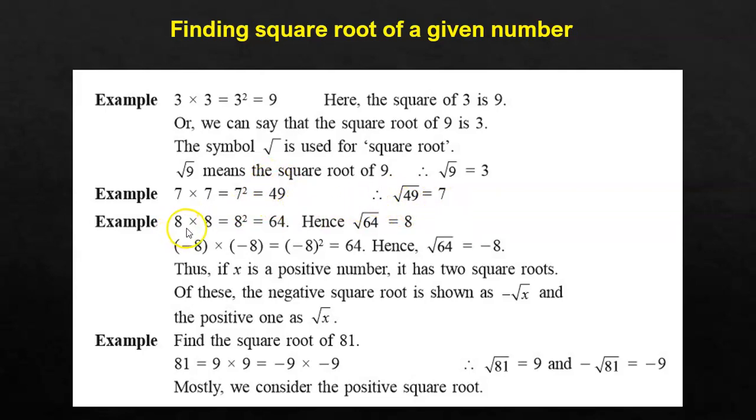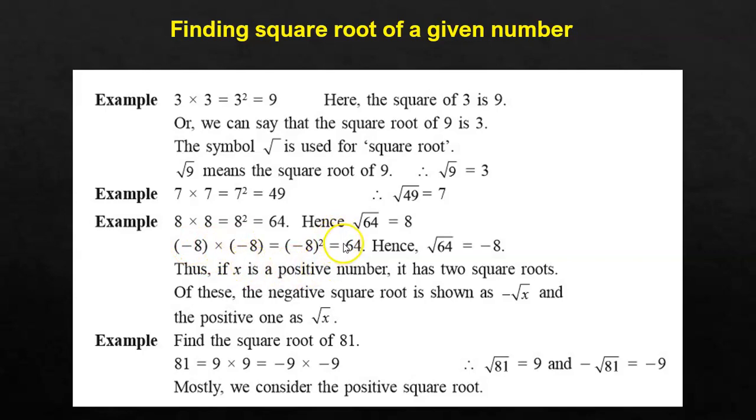Next example. 8 multiplied by 8 is 8 square, which is 64. Hence, square root of 64 is 8. Now pay attention. Minus 8 multiplied by minus 8. Minus into minus is plus. So minus 8 into minus 8 means minus 8 the whole square. And minus into minus means plus.